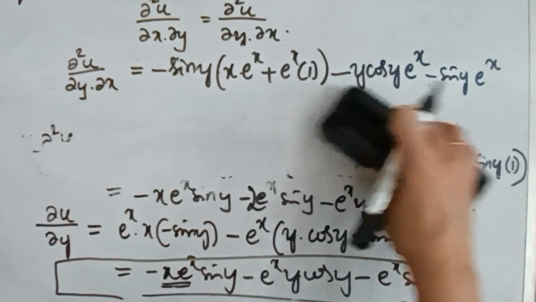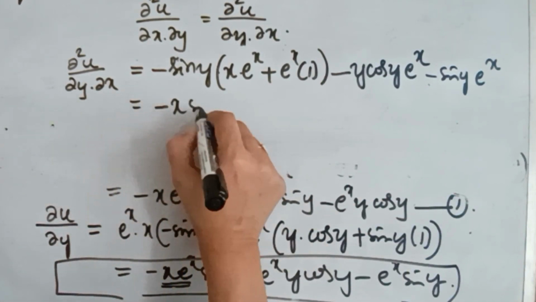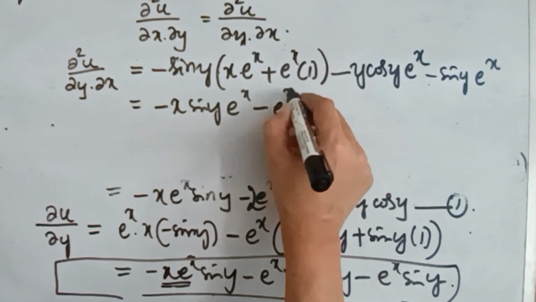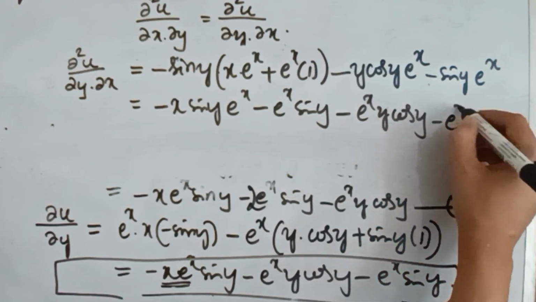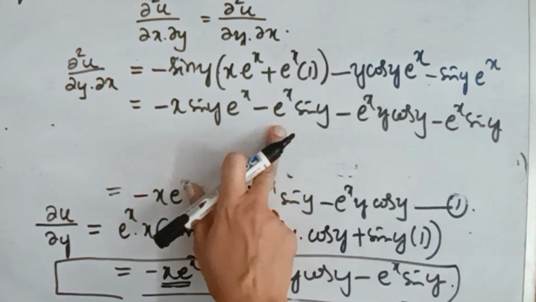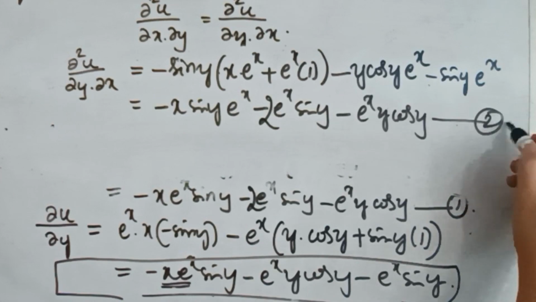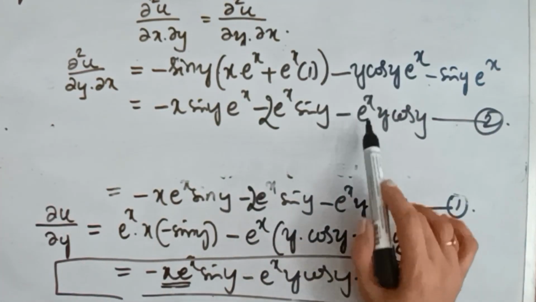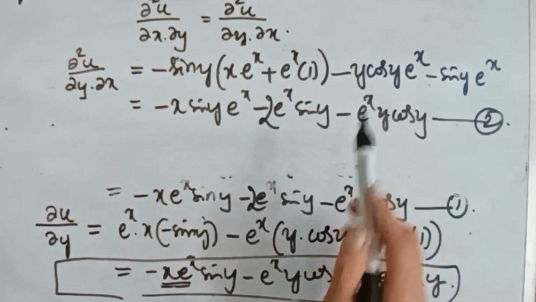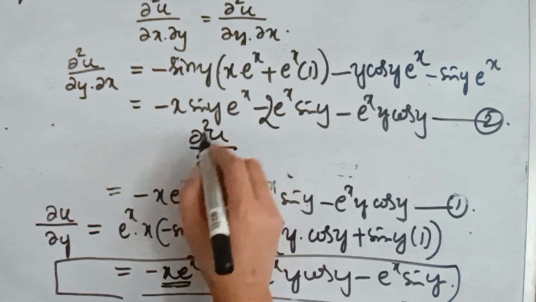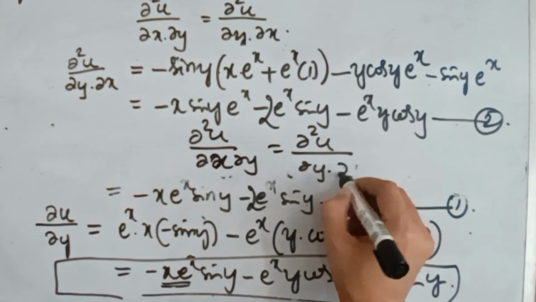So simplify this, you have to check whether these two expressions are the same. So that is minus x sin y e^x minus e^x sin y minus e^x y cos y minus e^x sin y. e^x sin y, e^x sin y, two times it is. So I'll write minus 2 e^x sin y. Now this is the second equation. Compare these two. You have the e^x y cos y term with a minus sign. This is also there and this is also there. So both are equal. Hence you can conclude ∂²u/∂x∂y equals ∂²u/∂y∂x.